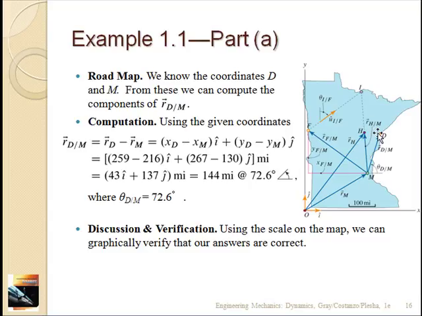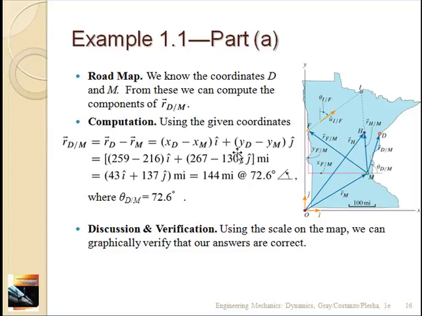So Duluth is here, Minneapolis is here, so we can write down the vector between them, RD/M, as the difference between RD and RM, right? So RM is the vector from the origin to M. RD is the vector from here to Duluth. And that relative vector is this one, right? It's the difference in the x components, right? So the x component of this vector is just the difference in the x positions of D and M. So it's 259 minus 216.